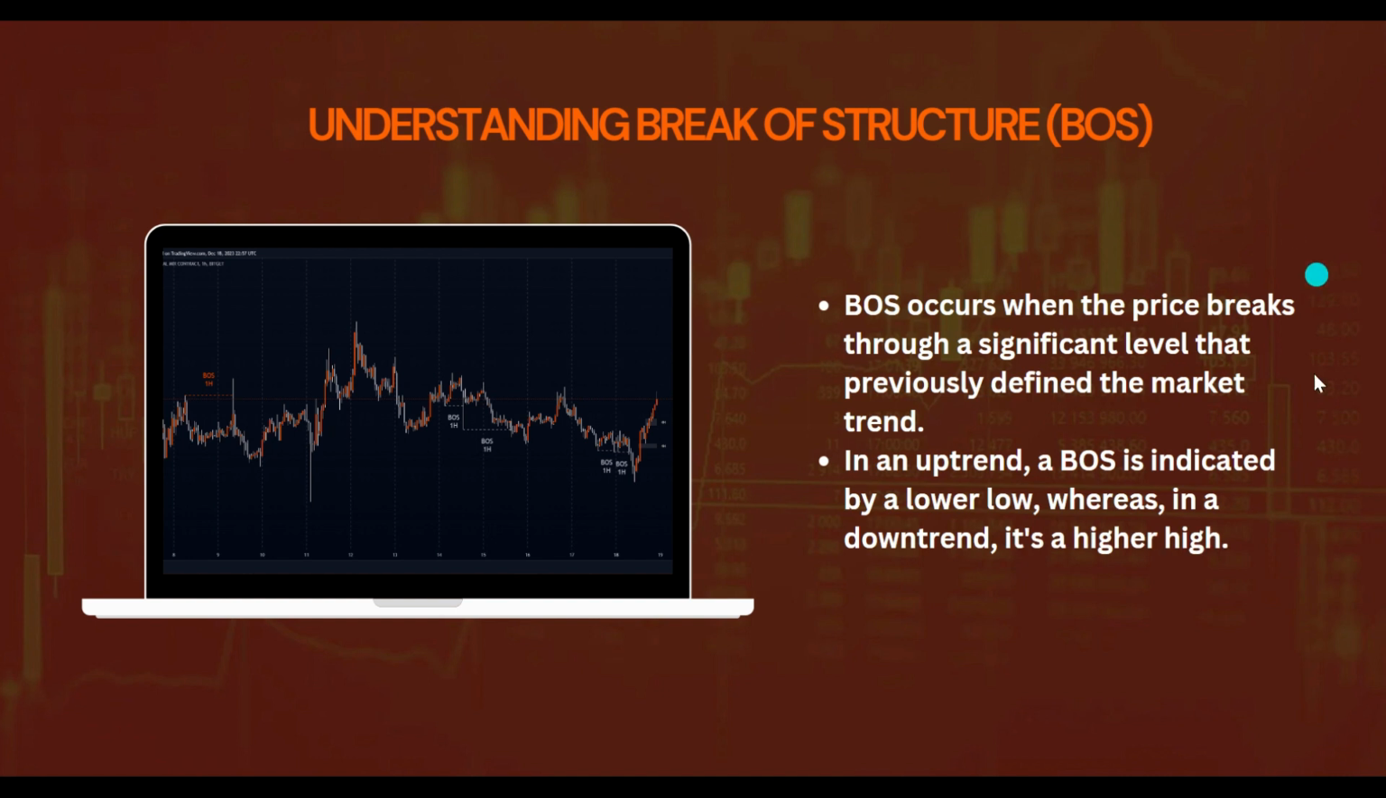Okay, so I'm going to give you the official what it says about it. Okay, so breaks of structure occur when the price breaks through a significant level that's previously defined as a market trend. In an uptrend, a breaker structure is indicated by a lower low, whereas the downtrend is a higher high.